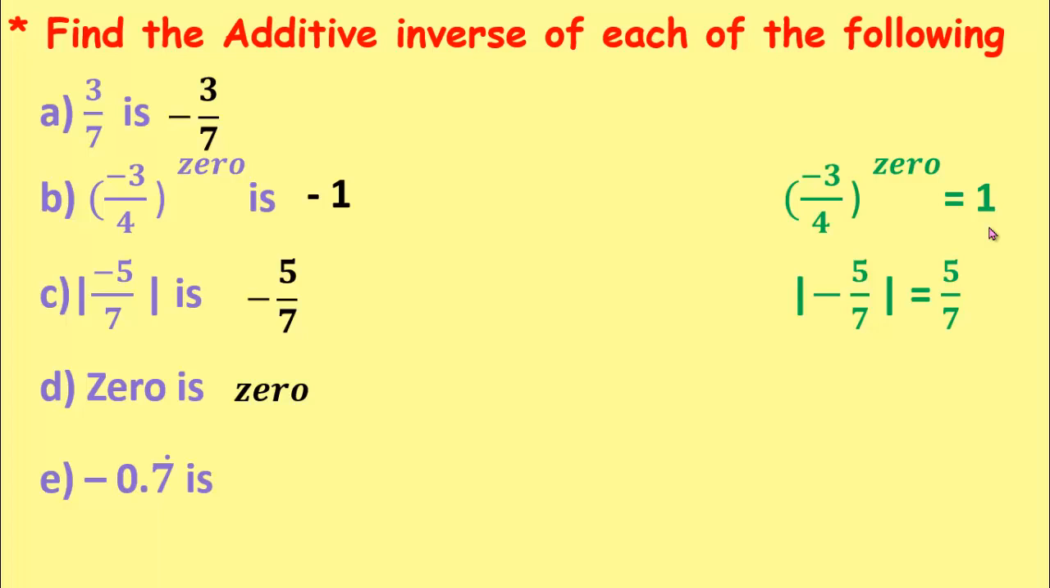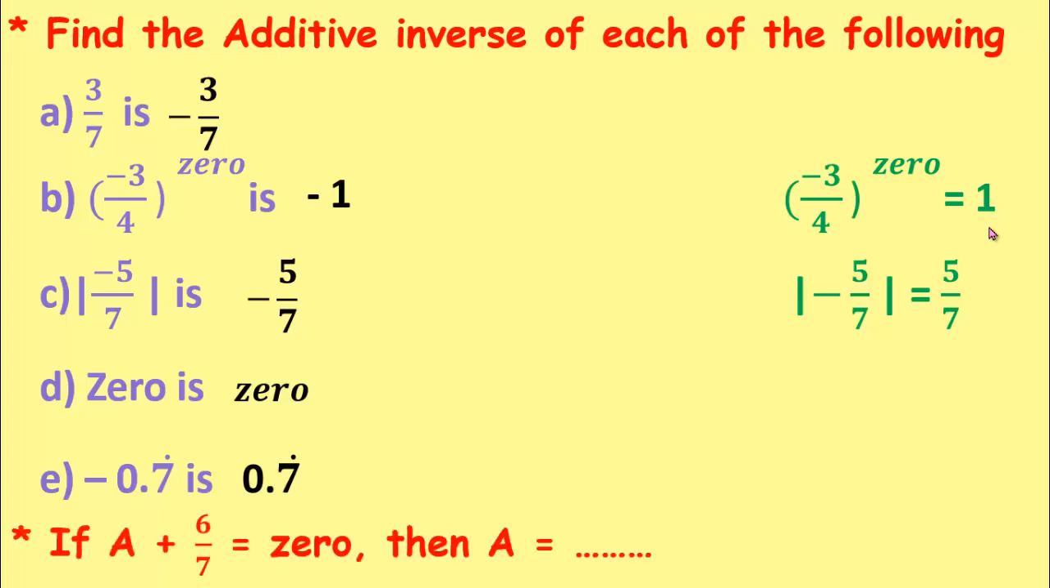Any number, if I want to find its inverse, I will have the same number as it is, but just with the opposite sign. So, negative 0.7 and this 7 is repeated. The inverse is 0.7 and this 7 is repeated. The same number, I only took away the negative sign. Let's go to another question.